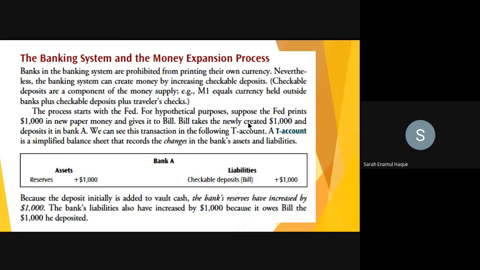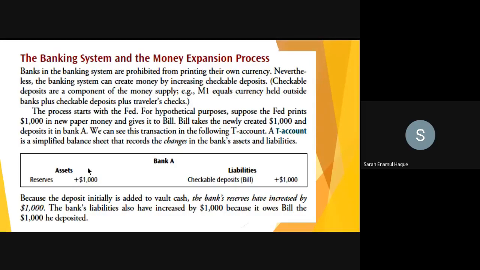Bill takes this newly created 1,000 taka or dollar and deposits it in a bank, and let's call it bank A. You all, I think, are familiar with T accounts. T accounts are just simple balance sheets that record the changes in the bank's assets and liabilities.